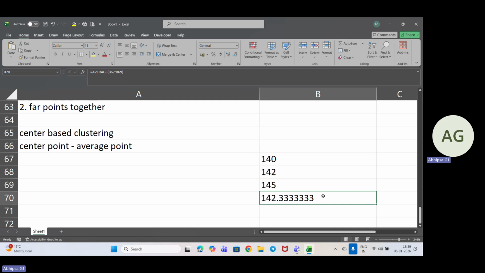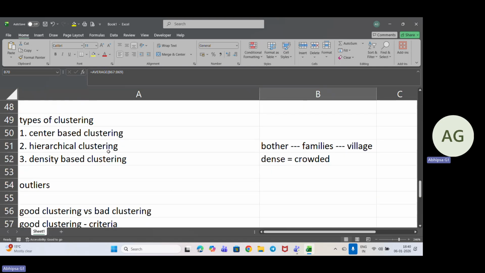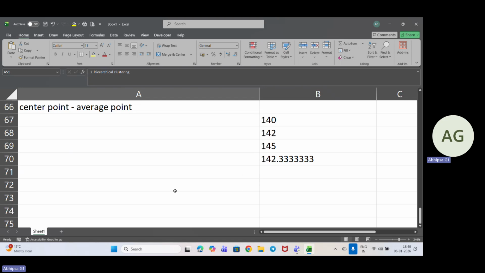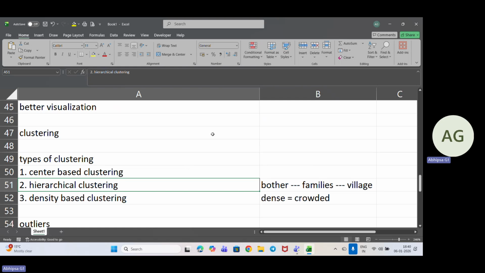This is the idea about what we have already discussed. This is the basic thing, and we have equally discussed each and every part of it. We have already discussed hierarchical clustering, which goes from brothers to family to village. Density-based clustering depends on the density. And center-based, as I mentioned, we have to take a specific center, the average point. Any point whose distance from the center is closer will come into a single group. These are the types of clustering that we have discussed in today's session.